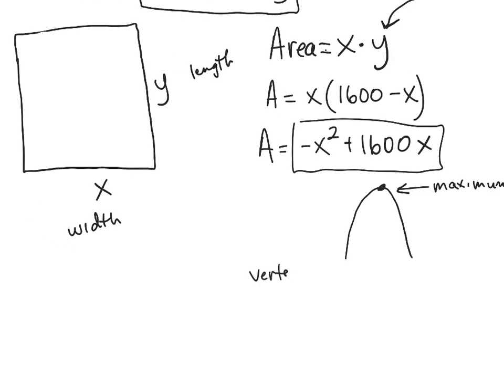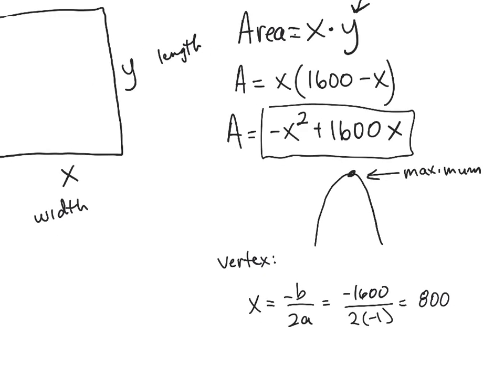So the vertex formula, the x value is the opposite of b over 2a. The opposite of b is negative 1600. And then 2 times a is 2 times negative 1. So we have 1600 divided by 2, which is 800. And x is the width of this rectangle. The dimensions here are given in terms of feet because the perimeter was given in terms of feet. So this represents 800 feet. So we know that the width of our rectangle is going to be 800 feet.